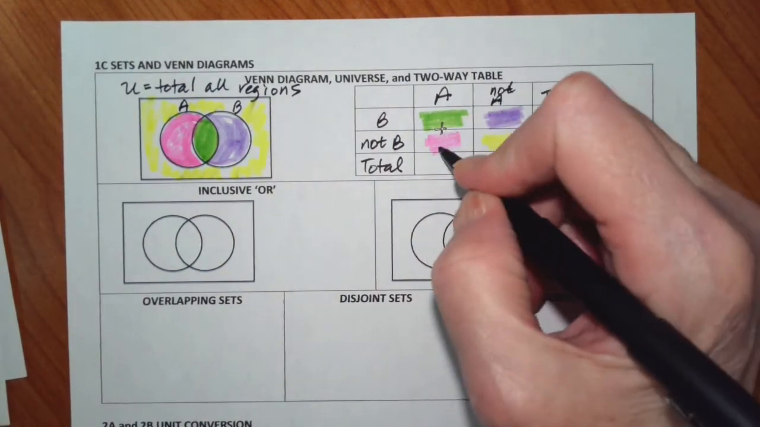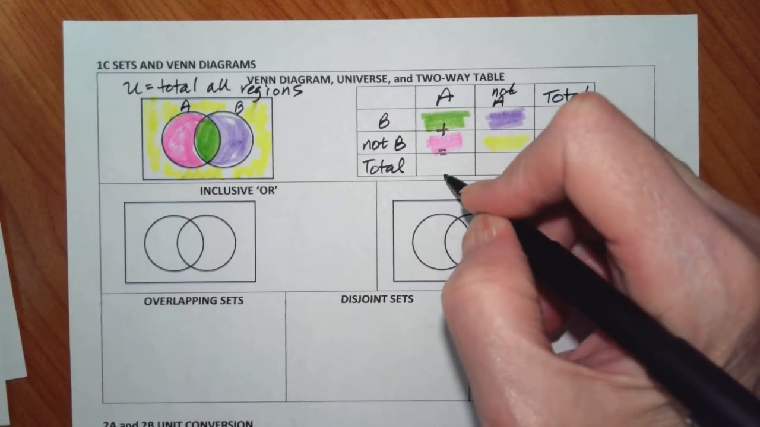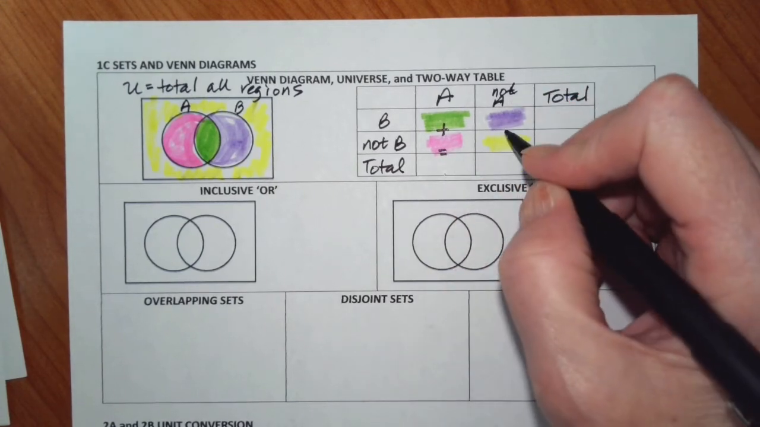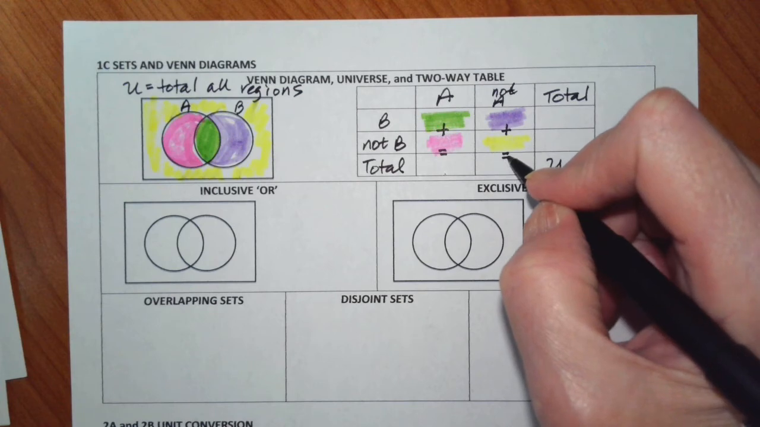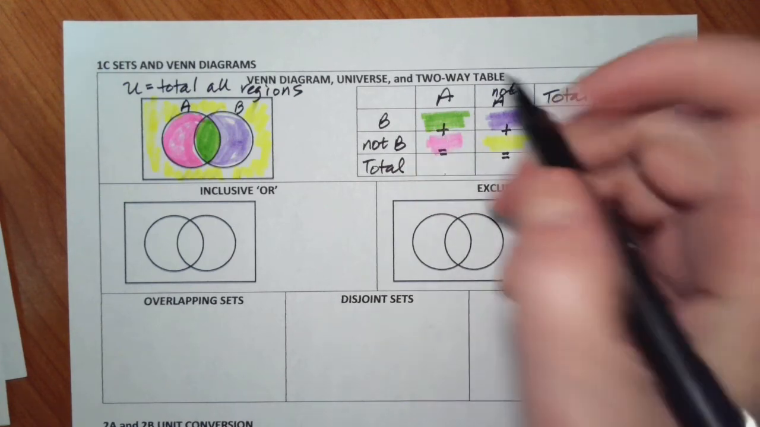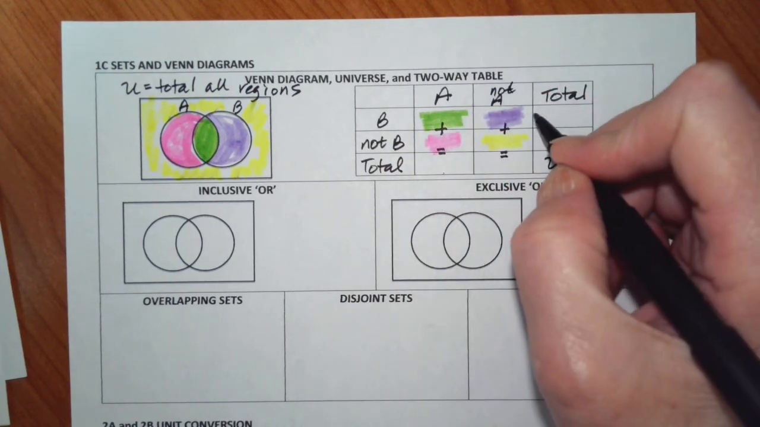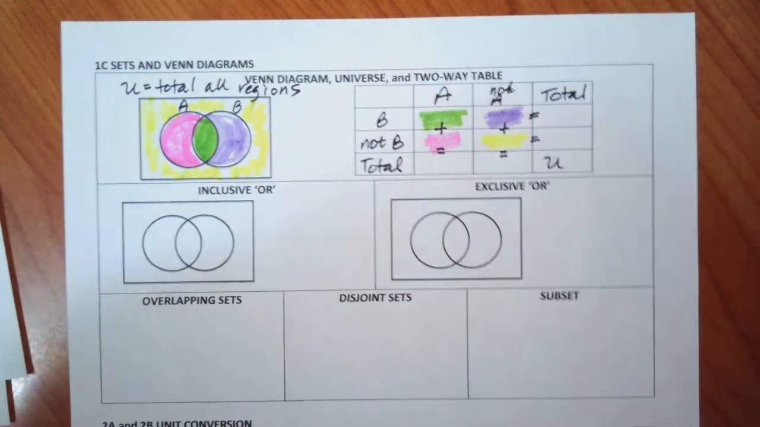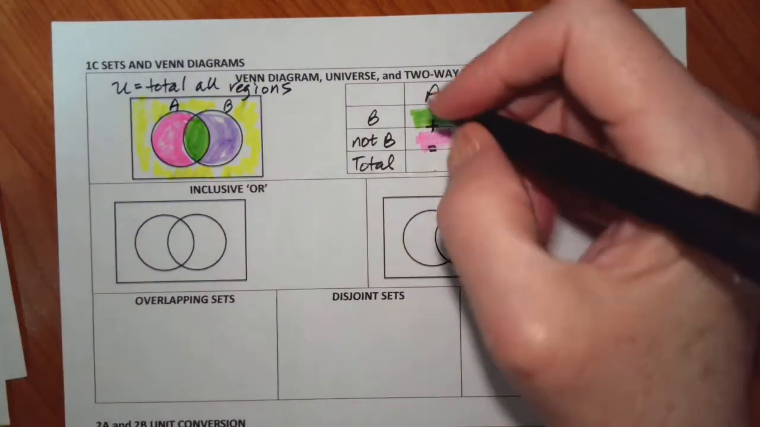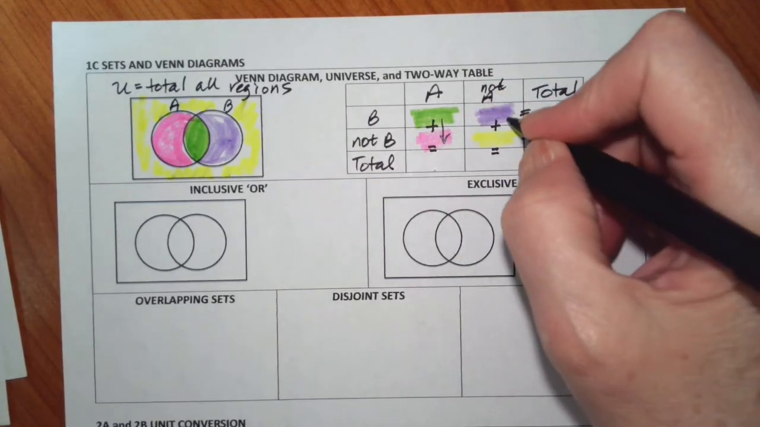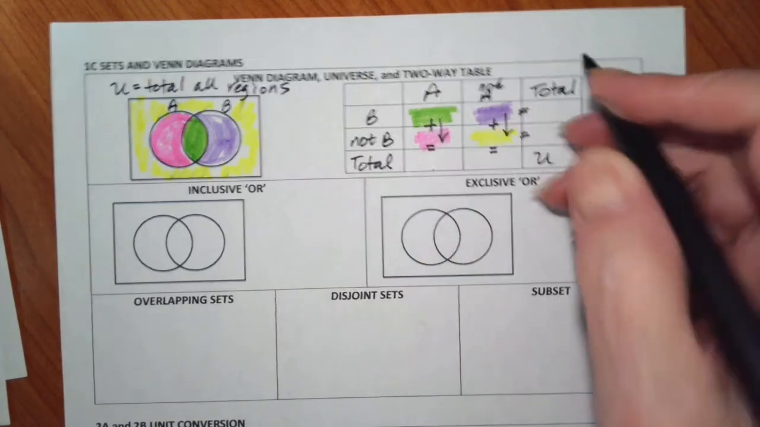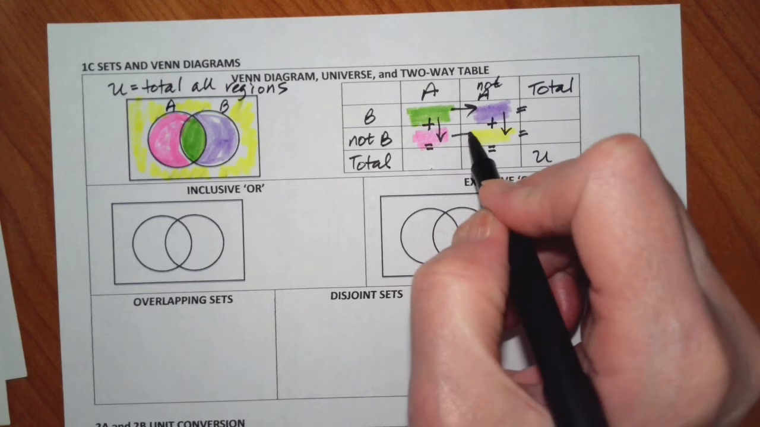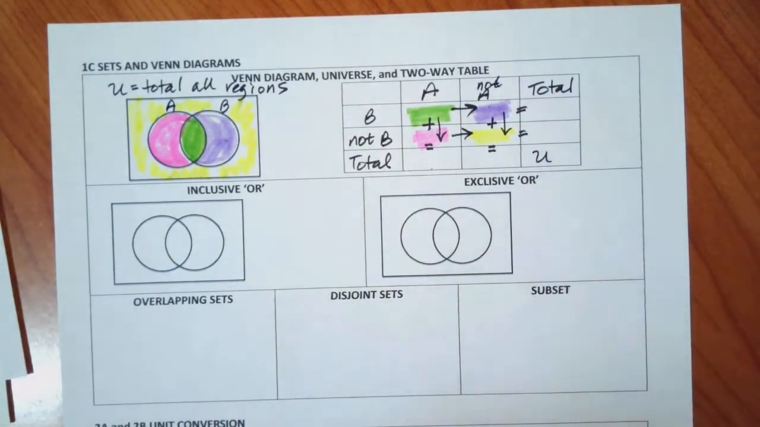Then when you add these two together, they equal this. Add these two together, they equal this. Going across, this plus this is equal to this. This plus this is equal to here. So going down or going across becomes this total.